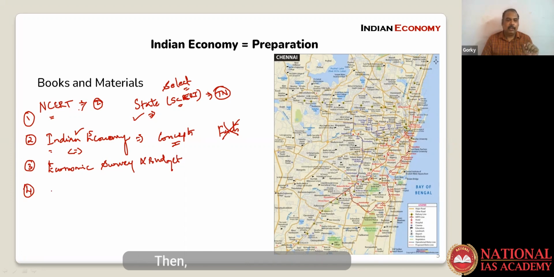Okay, then other reports. Sometimes there may be some committees which are appointed. The committees may be RBI committees or Government of India committees, whatever. So all these significant committee reports, you may require.